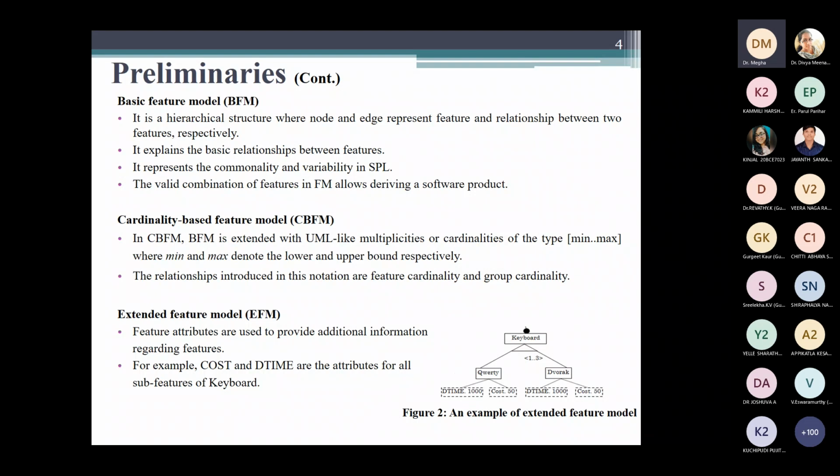Now the third type of model that we have is the extended feature model. You might have heard about attributes, you might have heard about properties. Feature attributes are used to provide additional information regarding a feature. Now I will relate this theory with the figure itself. Here we can see that QWERTY is a feature. This QWERTY has attributes like development time 1000 and development cost 50. These attributes provide additional information about the QWERTY feature. In a similar way, development time and cost are attributes which provide additional information about the Dvorak feature. So that's all about the extended feature model.